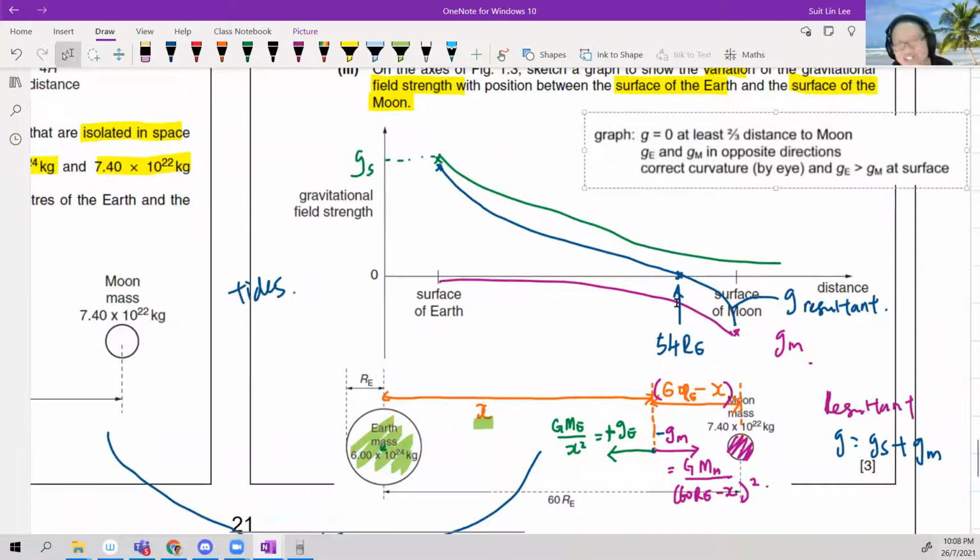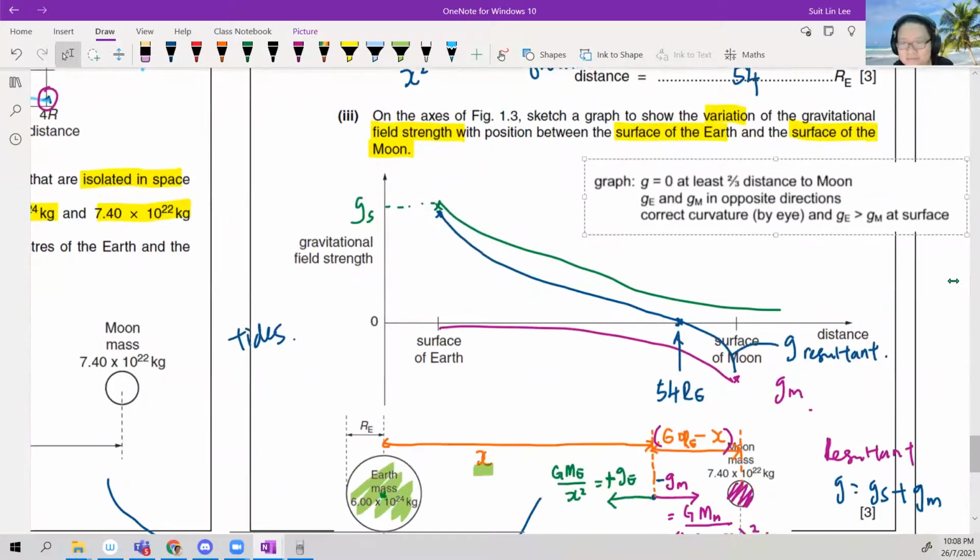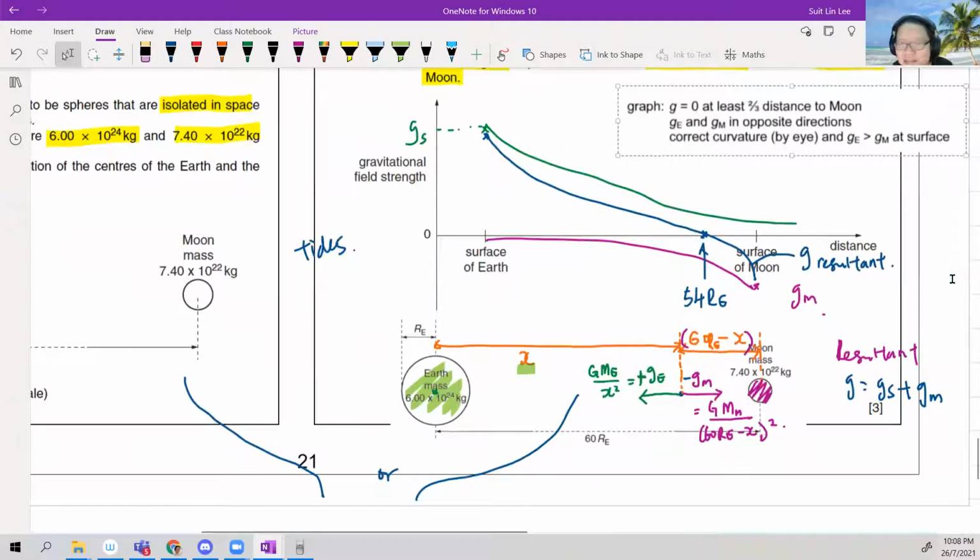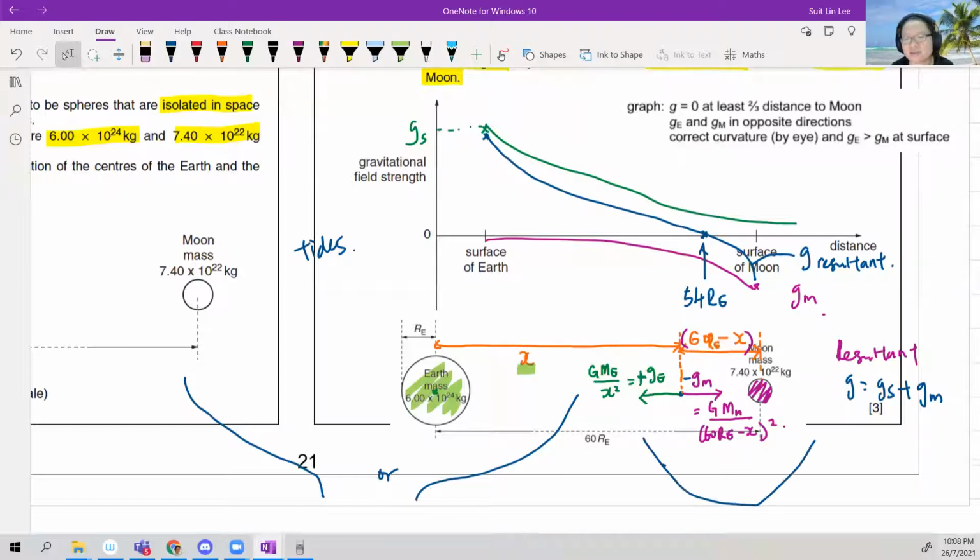Okay. So G equal to 0, at least 2/3 distance, because we're talking about 54 RE. 54 RE is more than 2/3. So towards 2/3 is 40 RE. GE and GM are in opposite direction. That means before the cutting point. You didn't draw this graph like that. Opposite direction and the correct curvature.